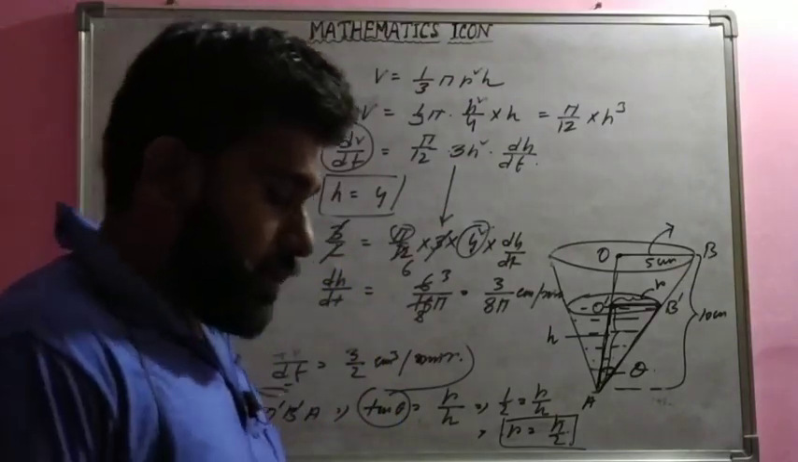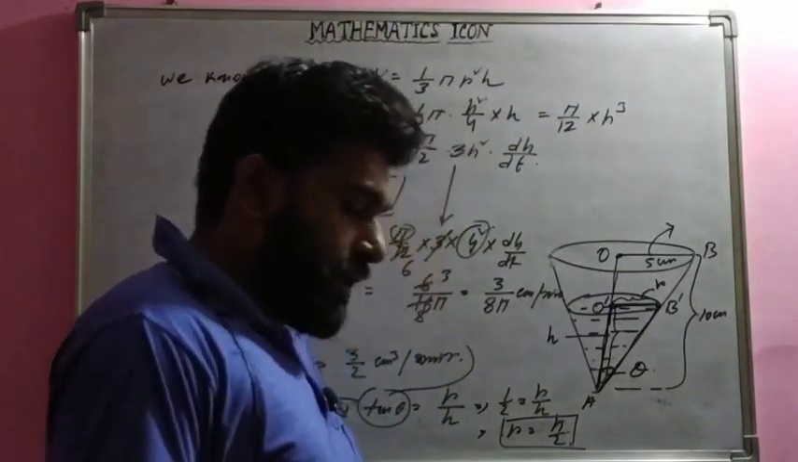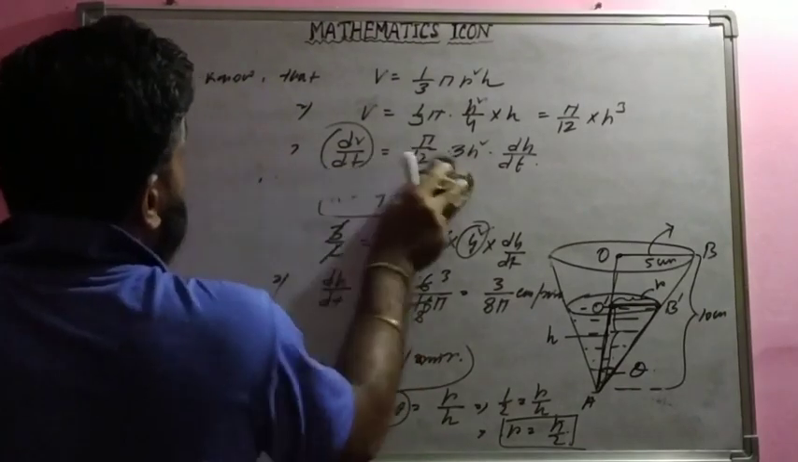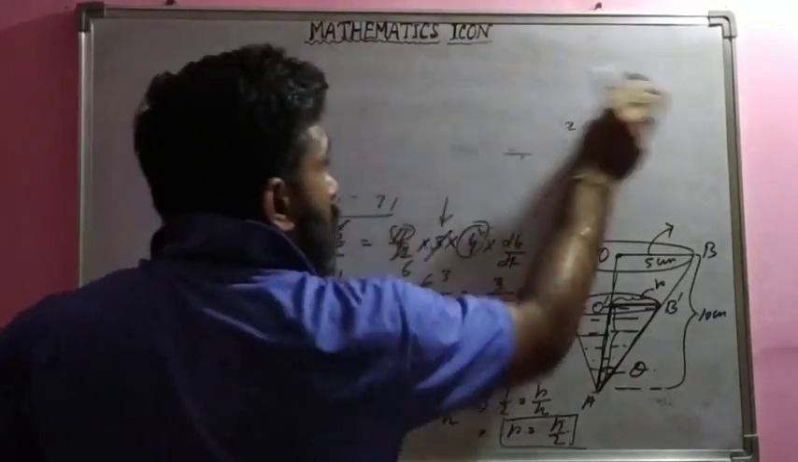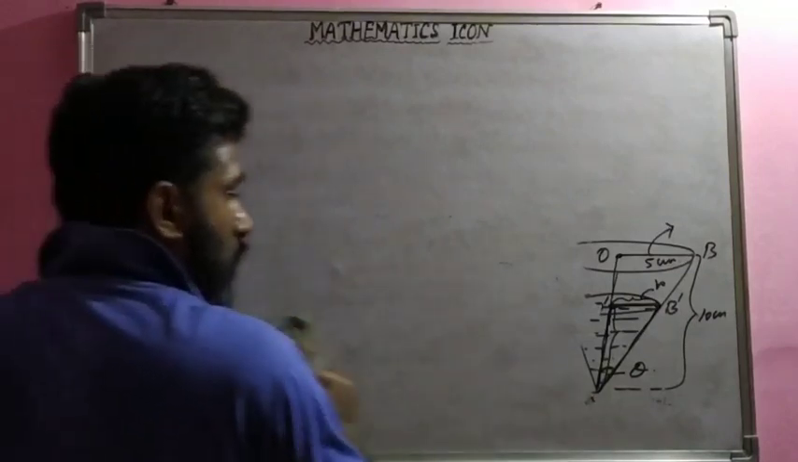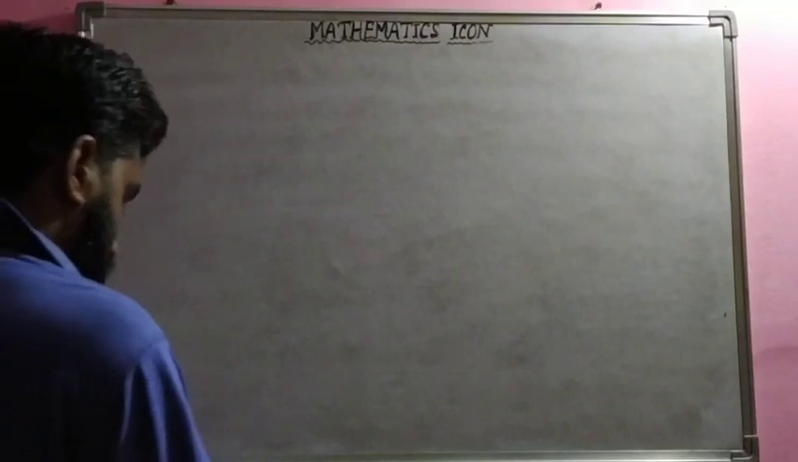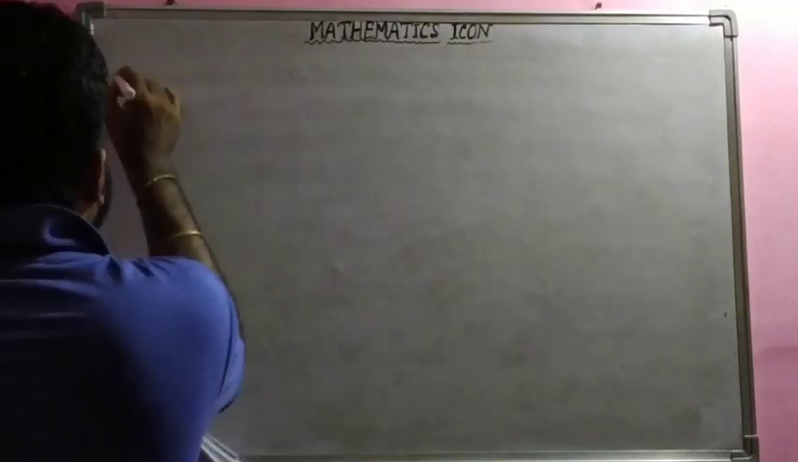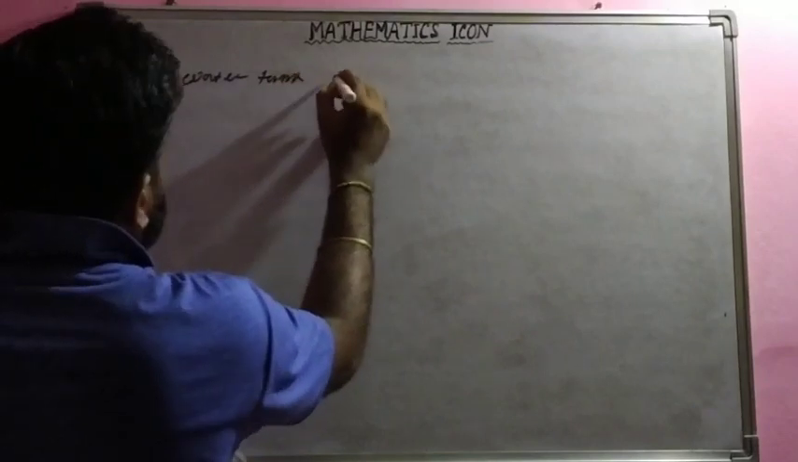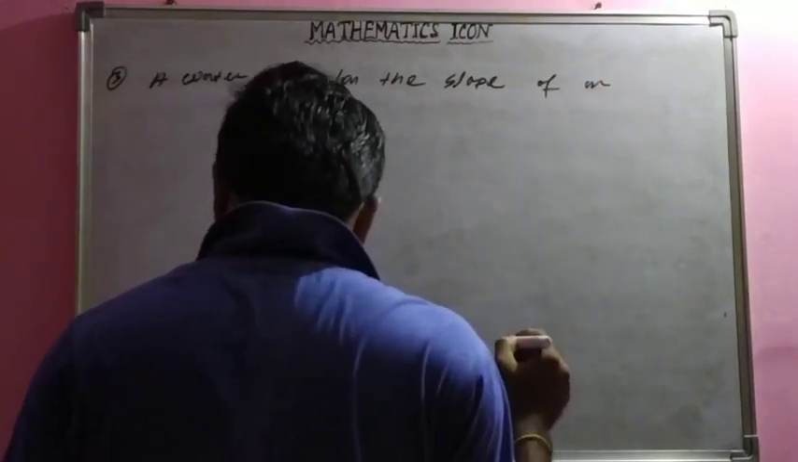Okay, then next question. A water tank has the shape of an inverted dry circular cone, an inverted right circular cone.